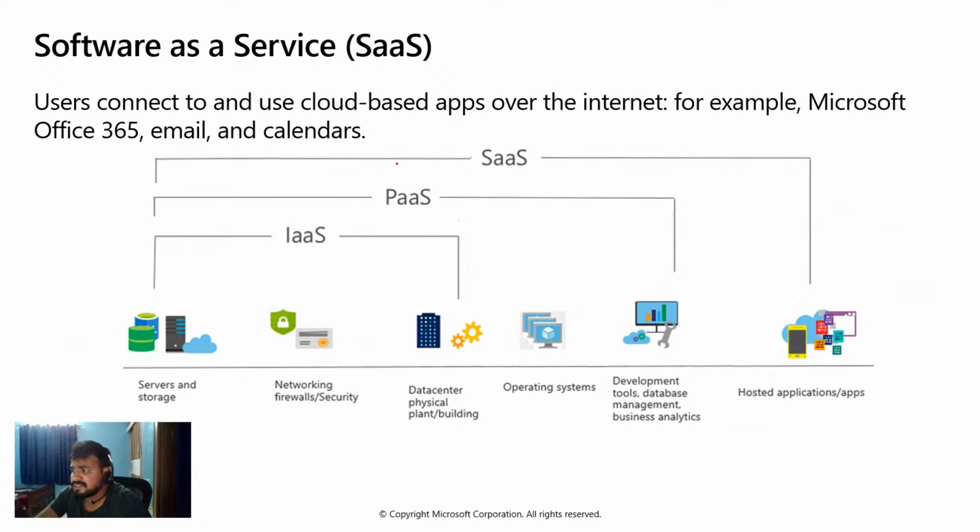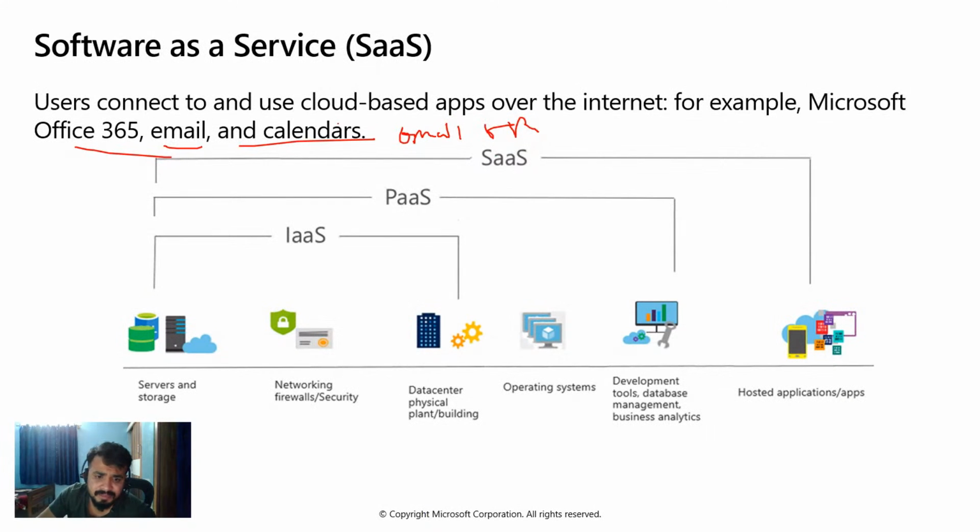And this is software as a service. Everything is given by him. Okay, you just give him data. Examples like O365, email, calendars, and I can say even Gmail is one of the SaaS, Google Photos is one of the SaaS, and so on. So these are the differences between IaaS, PaaS, and SaaS.